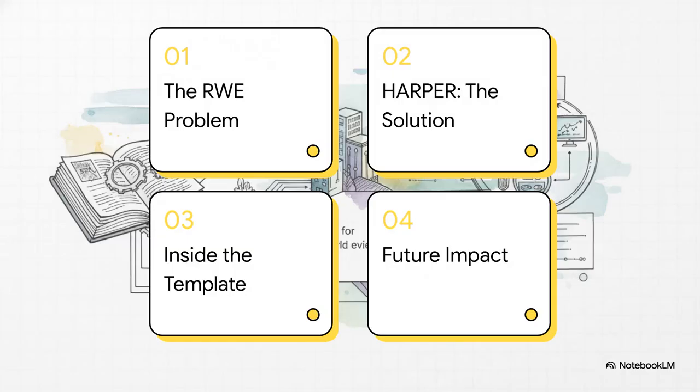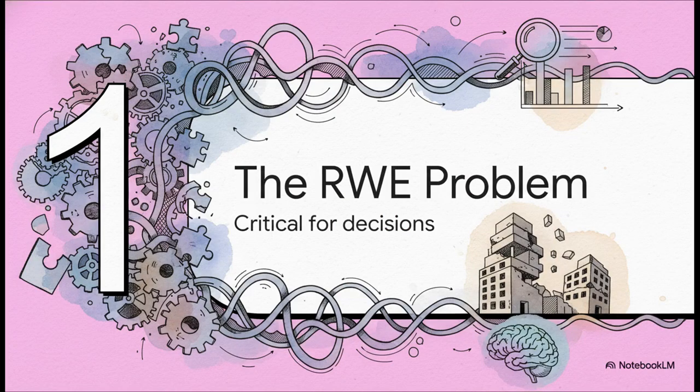Okay, so here's our game plan for today. First, we're going to talk about the reproducibility problem in real-world evidence. Then we'll introduce HARPER as the harmonized solution. After that, we'll take a peek inside the template itself, and finally, we'll look at its future impact and how it's going to be disseminated. Ready? Let's get started.